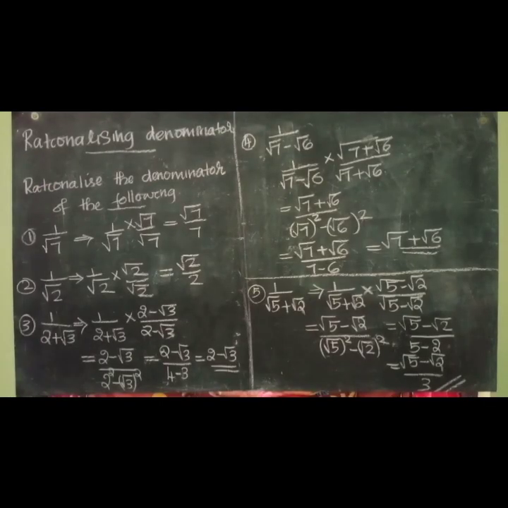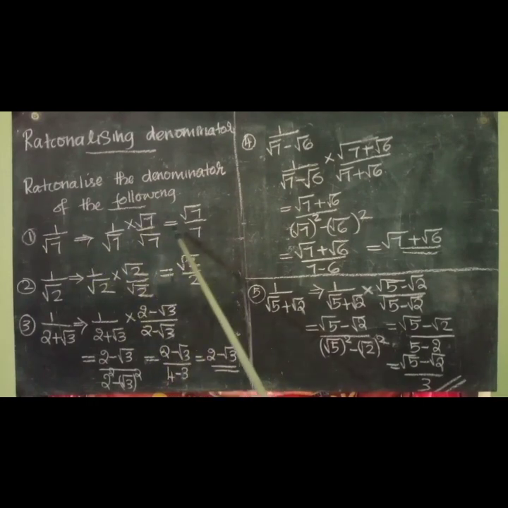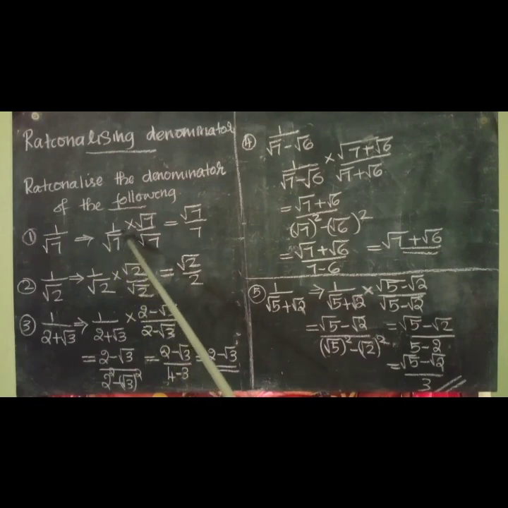Rationalize the denominator of the following. First question, 1 by root 7. Now you can see the denominator is root 7. It is an irrational number. We have to change it to a number with a rational denominator. So let us see how to make it. For 1 by root 7, multiply both the numerator and denominator by root 7. So 1 by root 7 into root 7 by root 7.